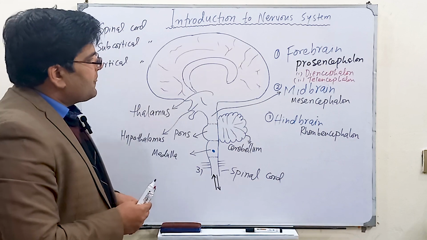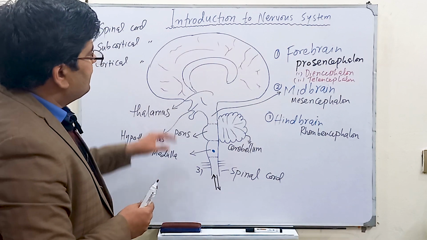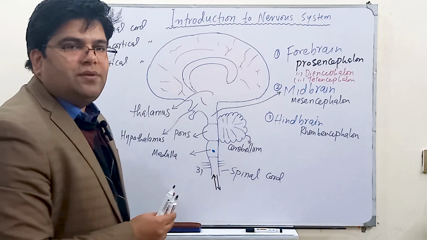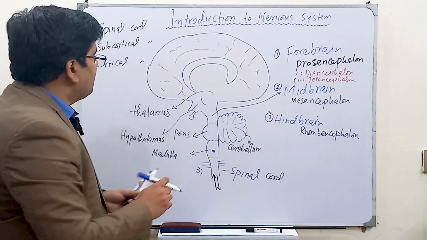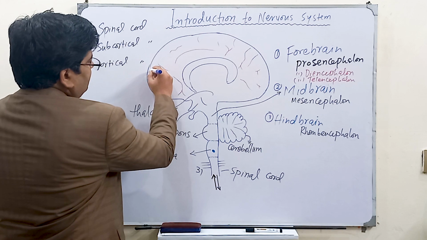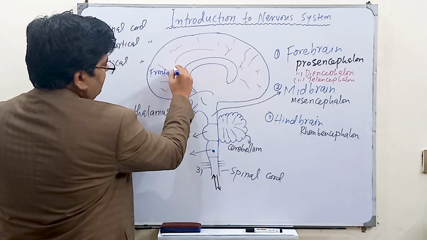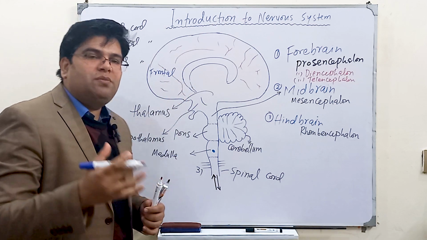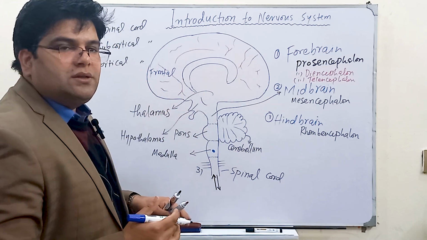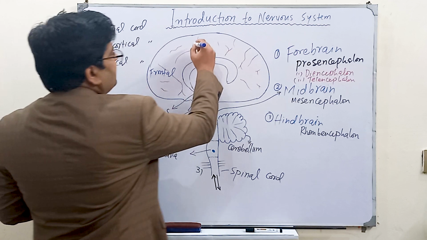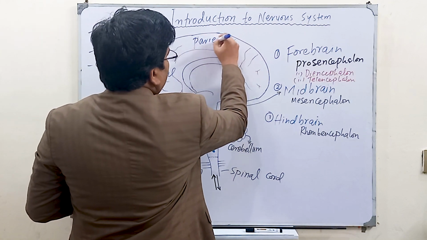What about the cerebral hemisphere? The cerebral hemisphere can be divided into four important lobes. The frontal lobe, which is mainly motor. So it means most of the motor activities in our body are controlled by the cerebral cortex in the frontal lobe. Then there is a parietal lobe.